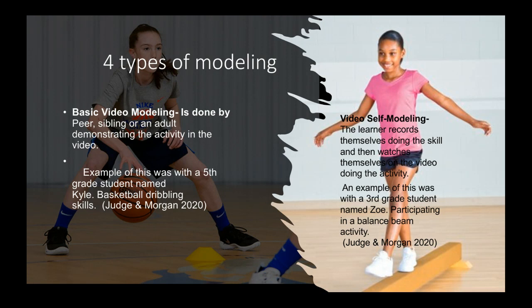The next one is video self-modeling. This is where the learner records themselves doing the skill and then watches themselves on the video doing the skill or the activity. An example of this was a 3rd grade student named Zoe, who was in the general physical education class. She has high functioning ASD. She has 20 peers without disabilities in her classroom. She participated in gymnastics in her prior years. During the physical education class, her teacher noticed that she would not participate in balancing on the balance beam.